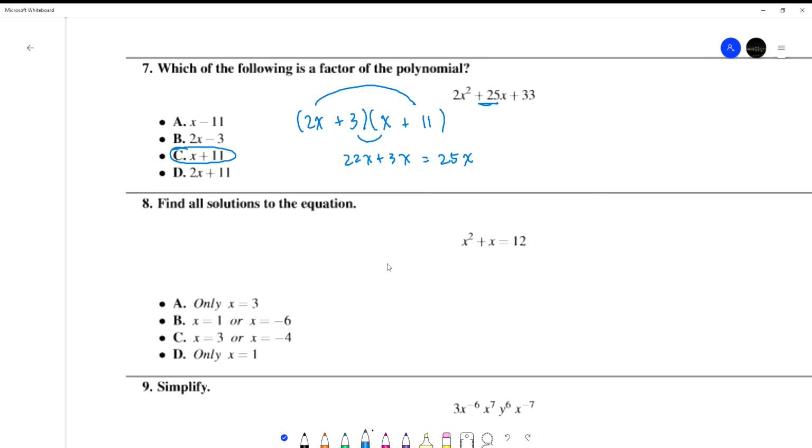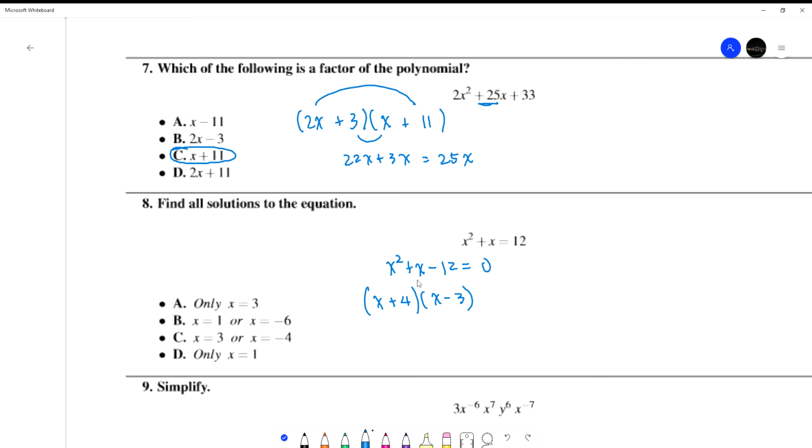So first we need to set this equal to 0. I'm going to subtract 12 on both sides. So I get x squared plus x minus 12 is equal to 0. Next, I factor, and I can see this factors into x plus 4 and x minus 3. And that gives me the positive 1x in the middle, right? So please be careful of that.